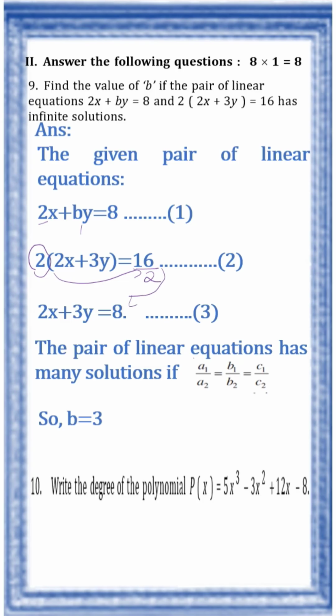Write the degree of the polynomial p of x is equal to 5x cube minus 3x square plus 12x minus 8. This type of question may also appear as a multiple choice question. Very easy. Here the highest power is 3. So the degree of the polynomial is 3.